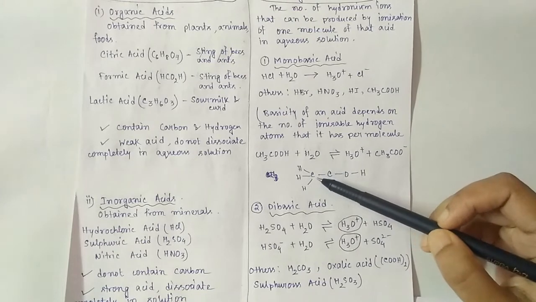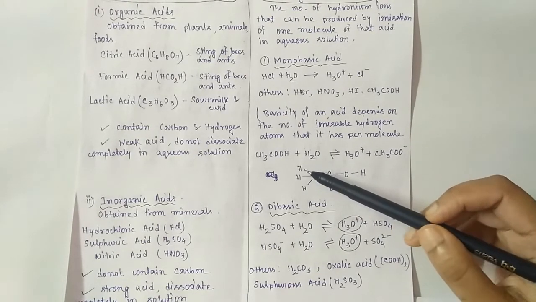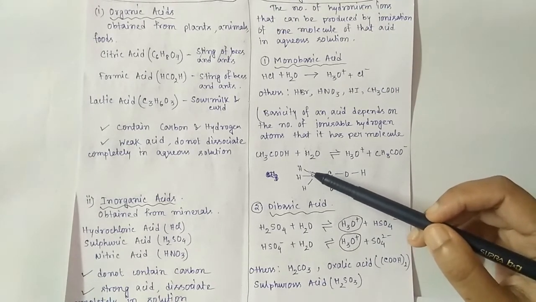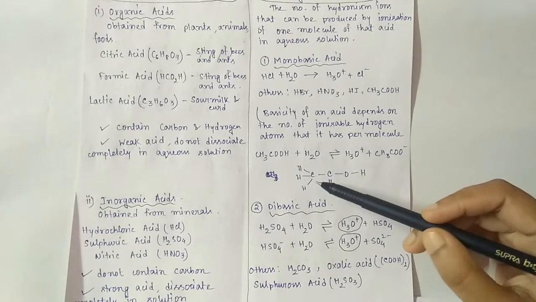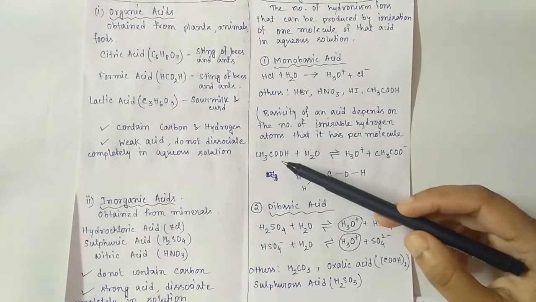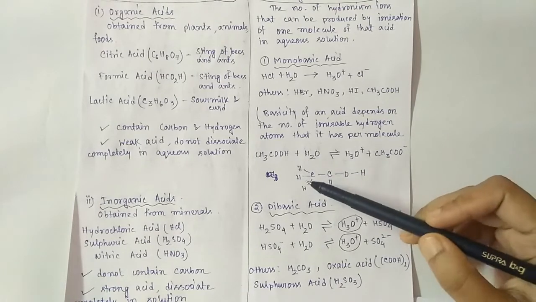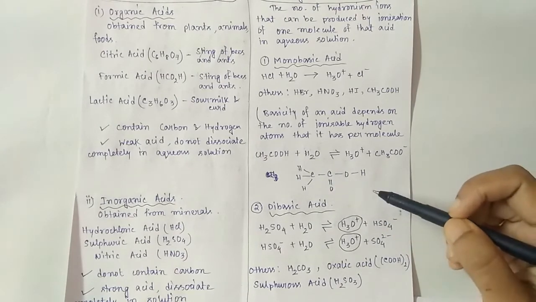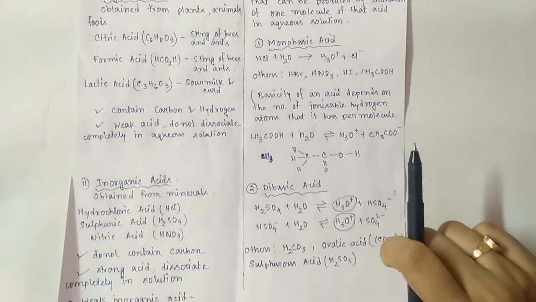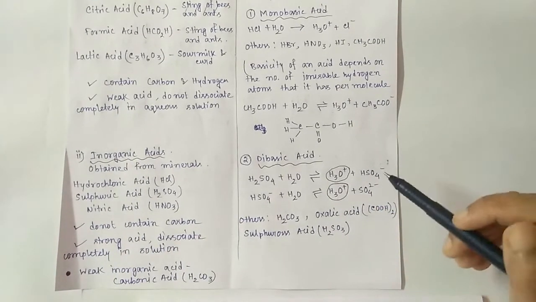But here in CH3, there is a small electronegativity difference in the C-H bond, and that is why this bond is very, very strong and does not dissociate easily. So that is the reason why CH3COOH, in spite of having four hydrogens, only gives one hydronium ion. I hope you understand. Next, move on to dibasic acid.